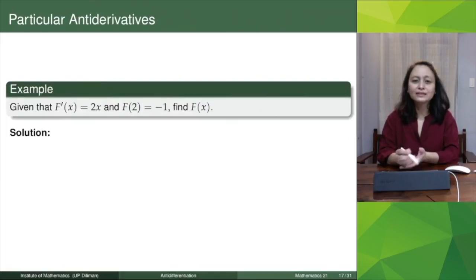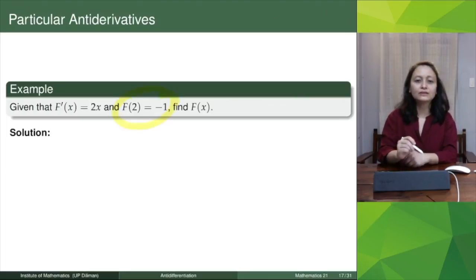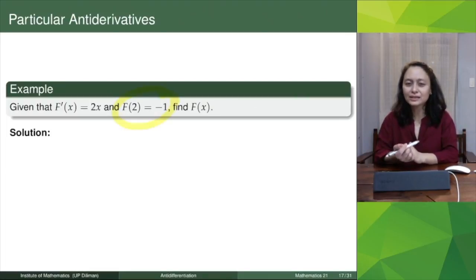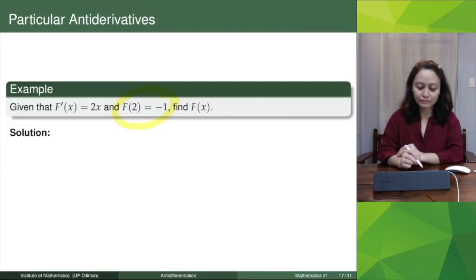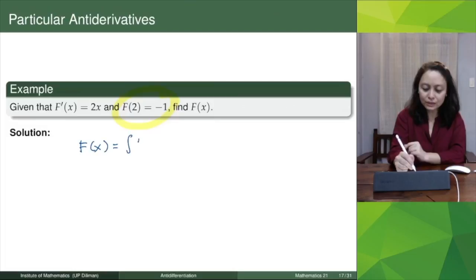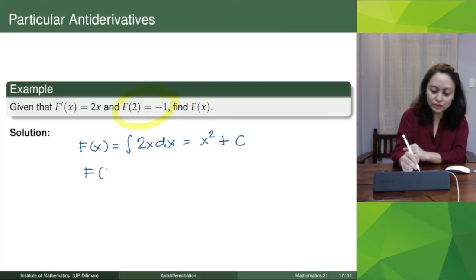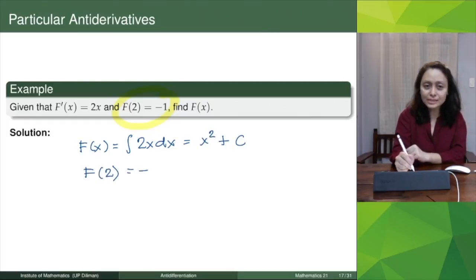Next, we're given the same integrand. F prime of x is still equal to 2x, but we're given a different boundary condition. So we expect the constant to be maybe different from the constant we obtained earlier. Okay, so f of x, first get the general antiderivative. F of x is equal to the integral of 2x dx. Again, this is equal to x squared plus c. Next, we use the boundary condition or the initial condition that f of 2 equals negative 1.